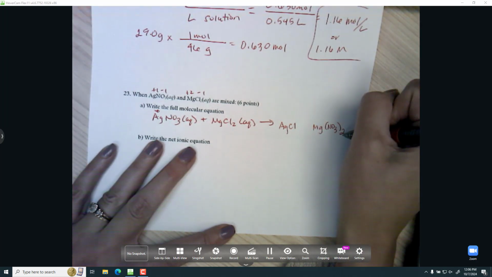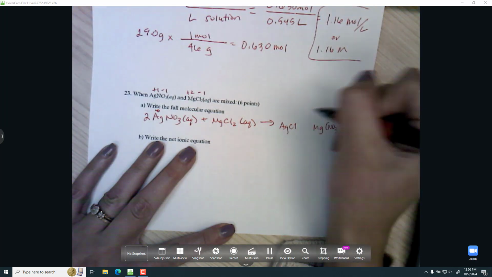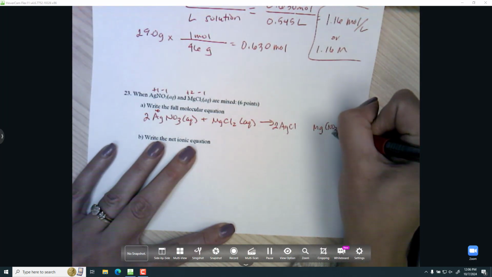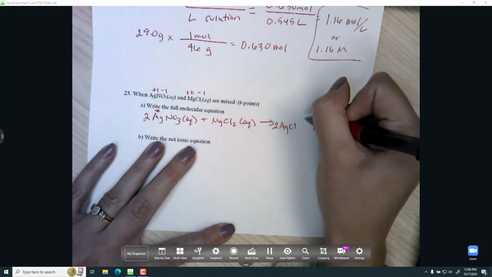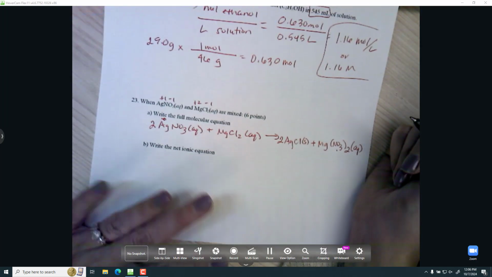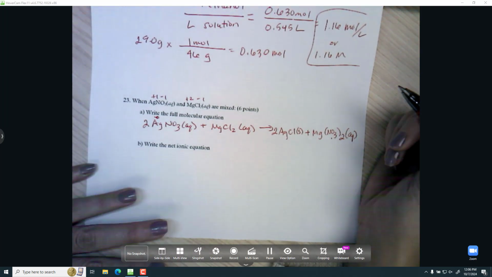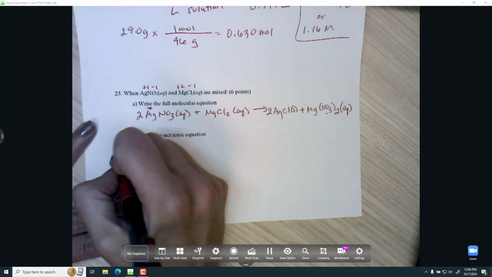Oh, let me balance it. Hold on, there's 2 nitrates, so I put that. Now there's 2 silver, 2 chlorine. All right, we're good. So aqueous here. Chlorine is usually soluble, but silver is an exception, so it would be a solid, and so that would be my precipitate. So that's my full molecular equation.